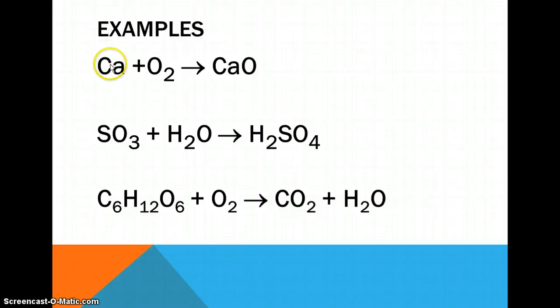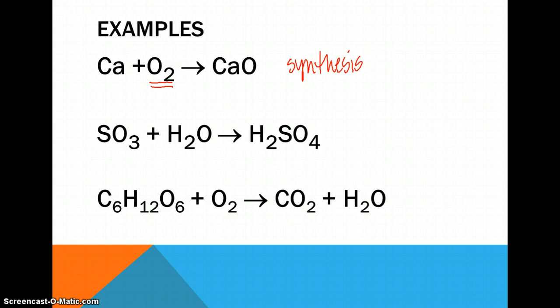First one, we have Ca plus O2 yields CaO. Is that a combustion or is that a synthesis? For this particular one, you're probably looking at this O2 going, oh, is that a combustion? She just said there was oxygen. But look at the product. Is there carbon dioxide and water? If not, then no, this is not a combustion. This is just a synthesis reaction.